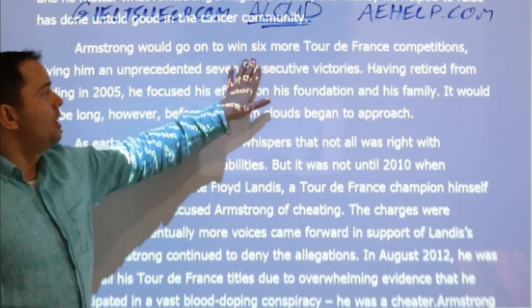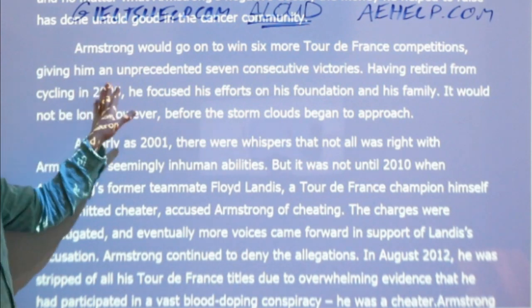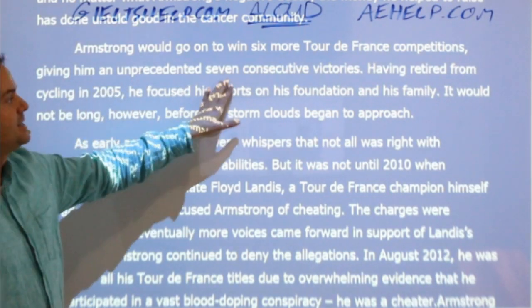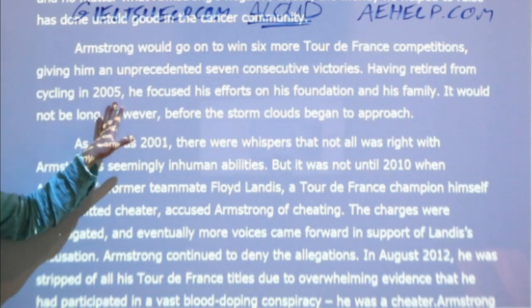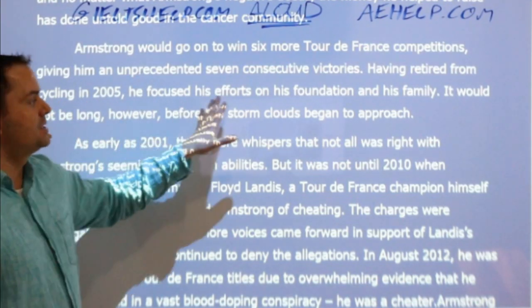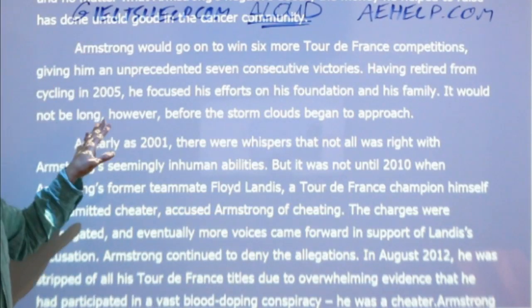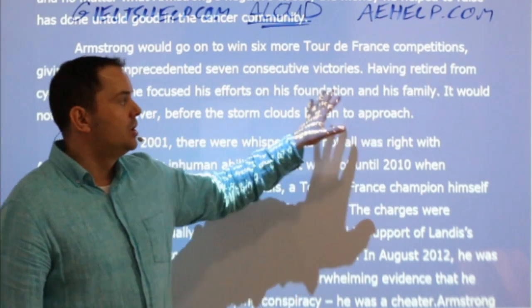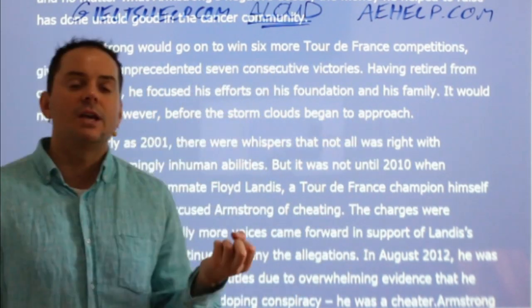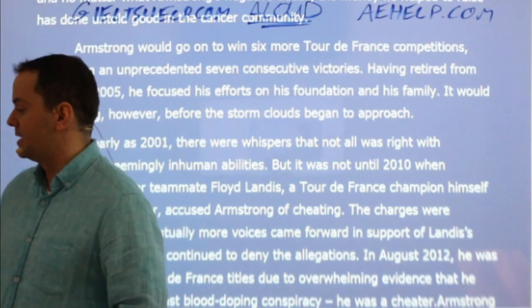Armstrong would go on to win 6 more Tour de France competitions, giving him an unprecedented 7 consecutive victories. Having retired from cycling in 2005, he focused his efforts on his foundation and his family. It would not be long, however, before the storm clouds began to approach. This paragraph is about his great achievement of winning 7 Tour de France titles and retiring.